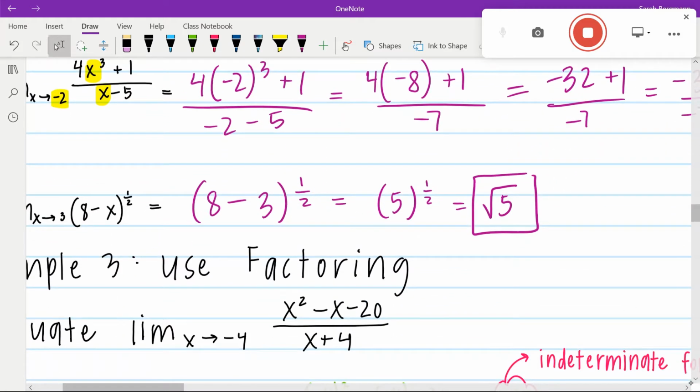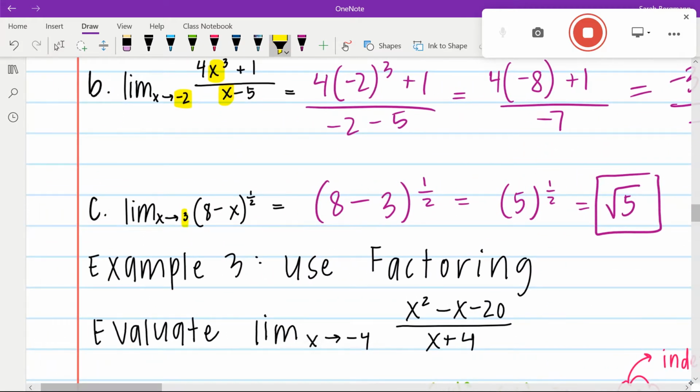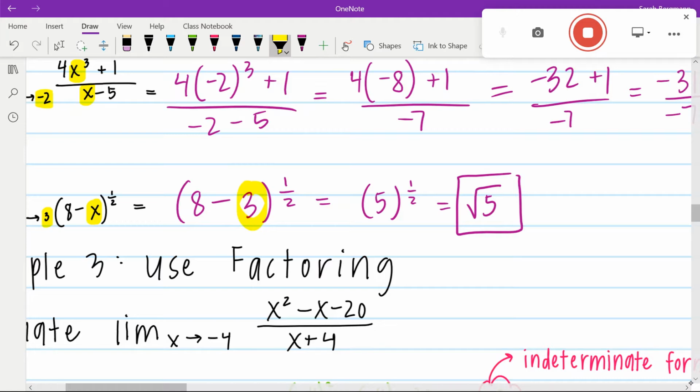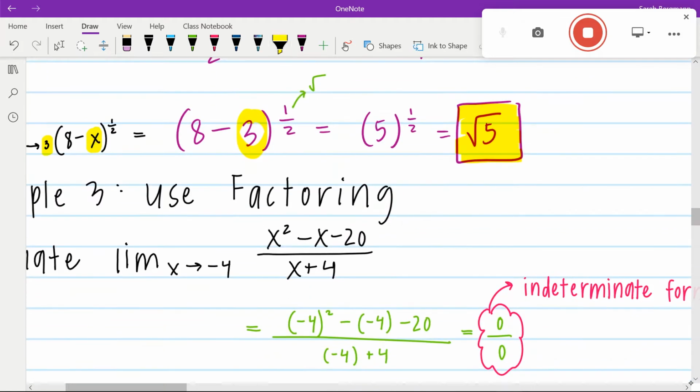this value. The last one, my c value is 3, so I plug in 3 for x. So I did that here. Remember, to the 1/2 power, this is the same thing as square root. So 5 to the 1/2 power is the same thing as square root of 5. You could plug this in and get 2 point whatever also, that's fine too.